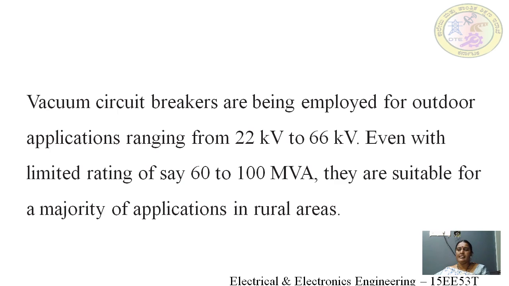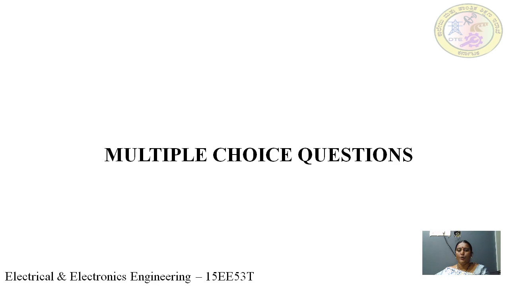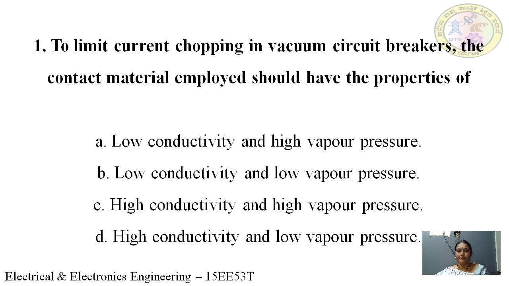Next, let us see applications of a vacuum circuit breaker. Vacuum circuit breakers are being employed for outdoor application ranging from 22 kilovolts to 66 kilovolts, even with a limited rating of say 60 to 100 megavolt ampere. They are suitable for the majority of applications in a rural area.